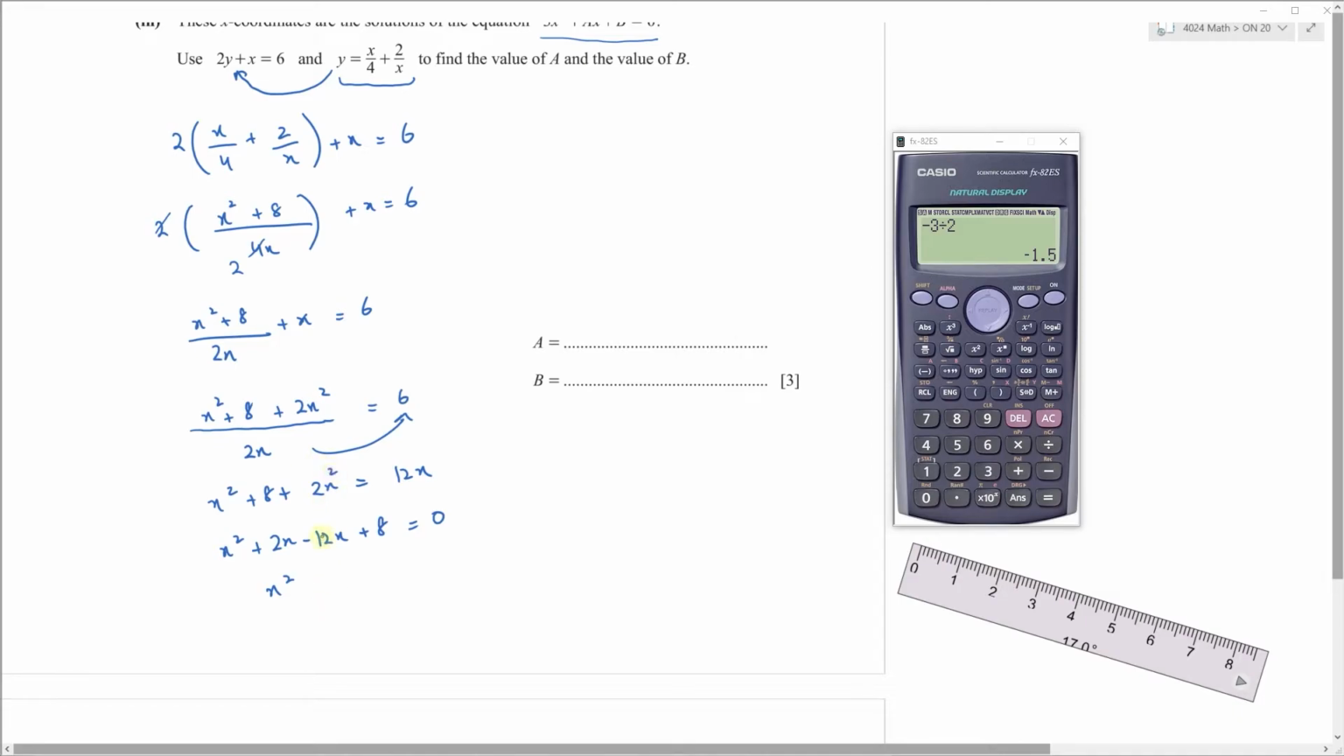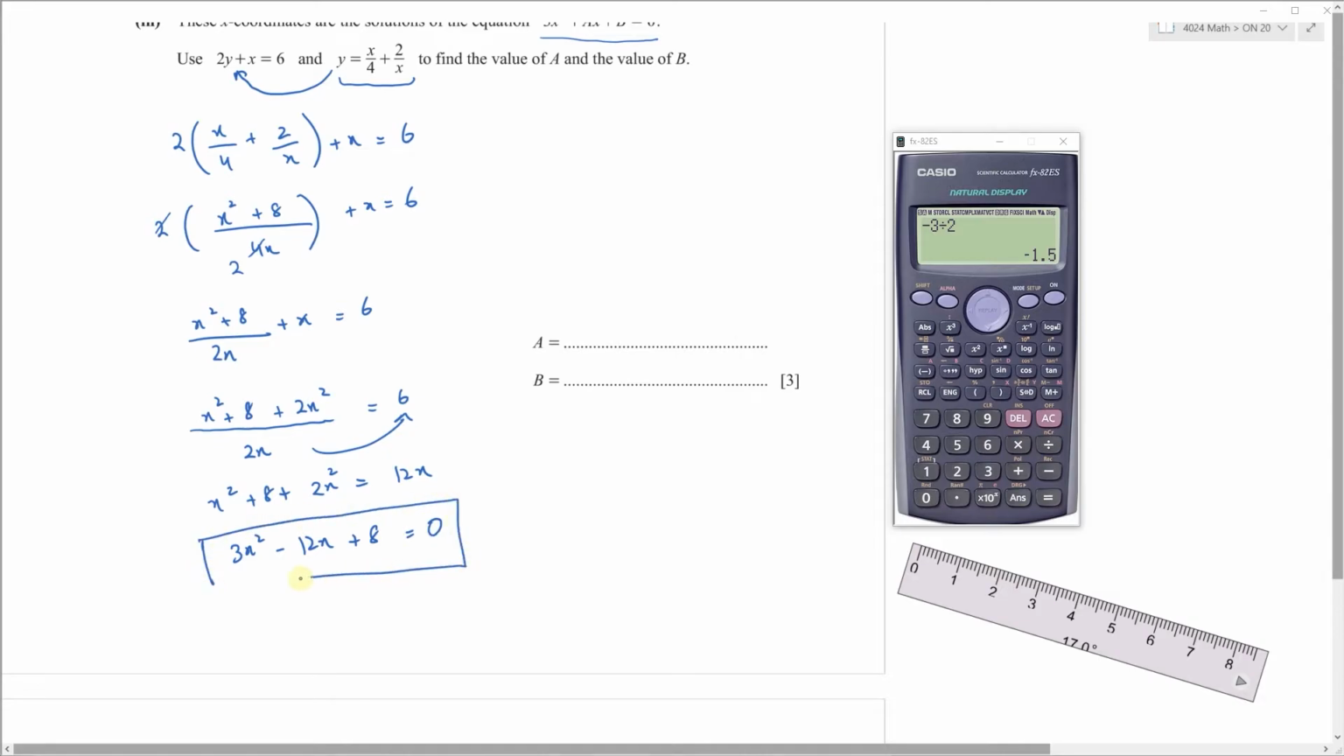So this was x square. So 2x square plus x square will be 3x square. So let me actually redo this. So basically I took it to the other side, 12x, and this was written as it is, x square plus 8 plus 2x square. So 2x square plus x square, 3x square. This 12x comes here, minus 12x plus 8 equals to 0.